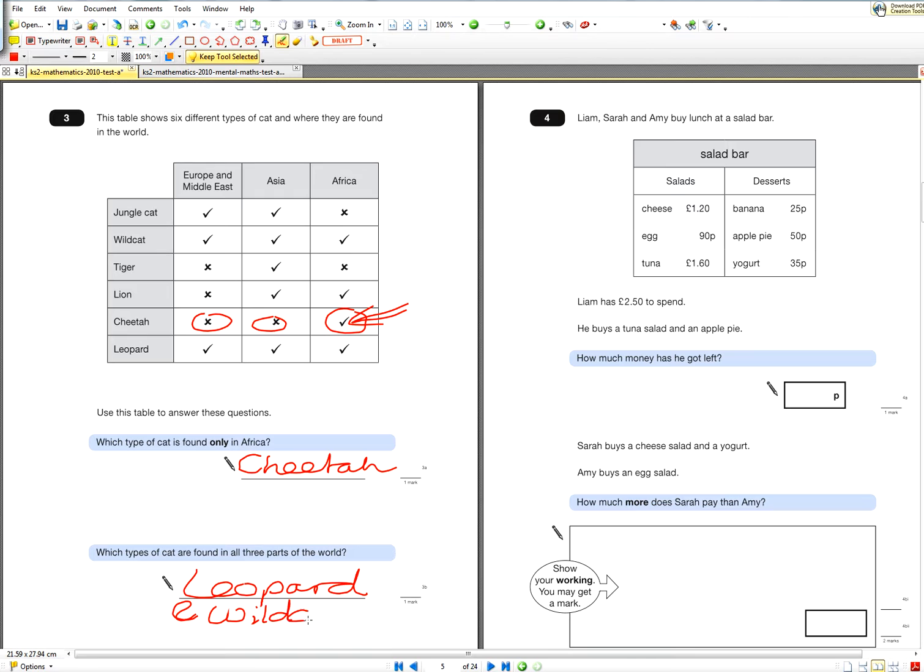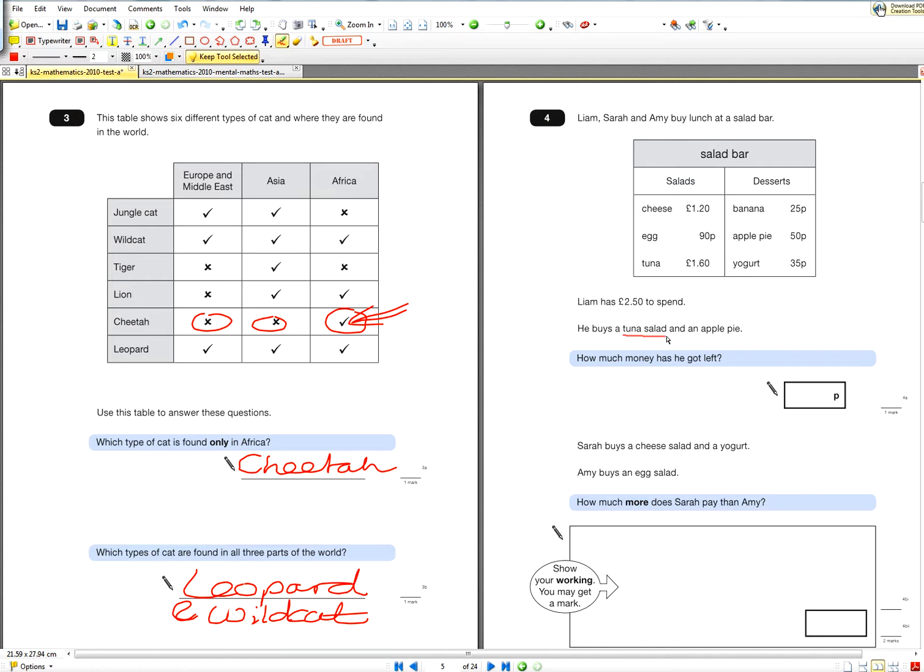And to get the answer right, you've got to get both of them right. Okay, lovely. Question number 4. Liam, Sarah and Amy buy lunch at a salad bar. Liam has £2.50 to spend. He buys a tuna salad and an apple. How much money has he got left?